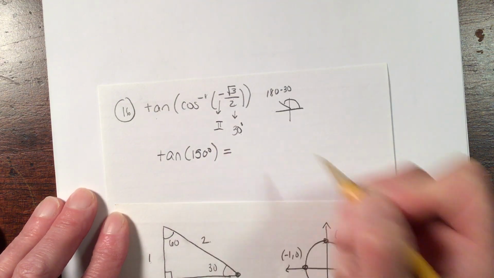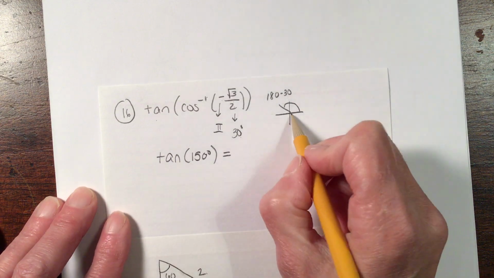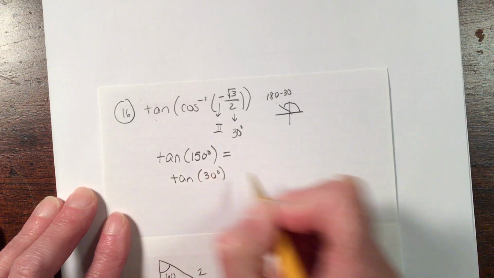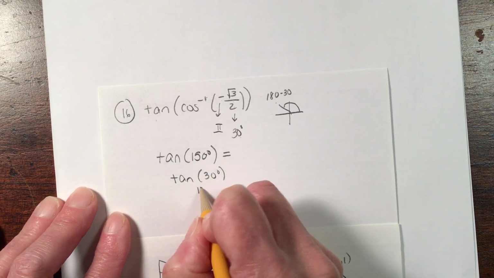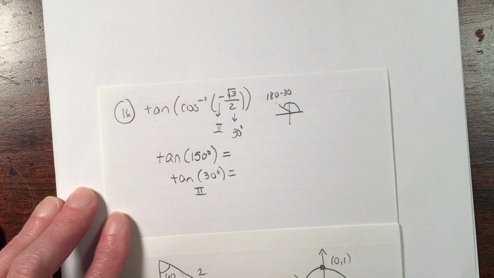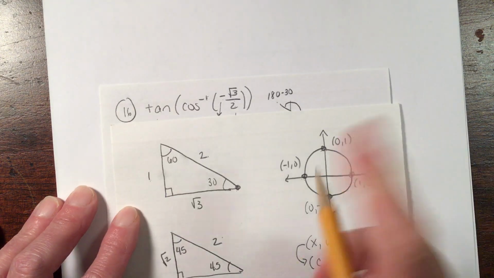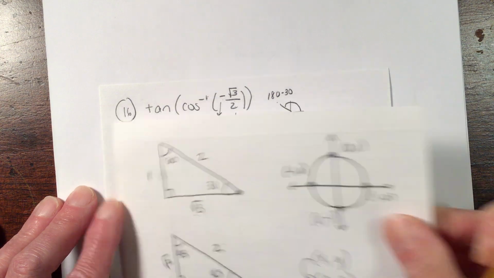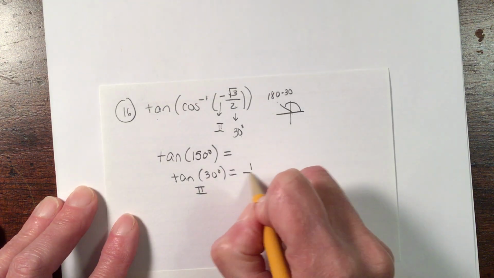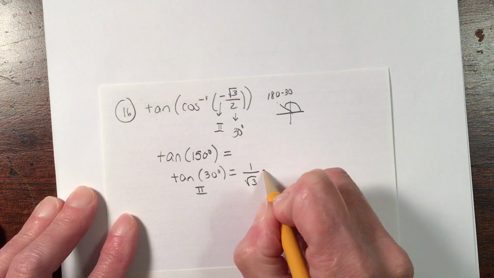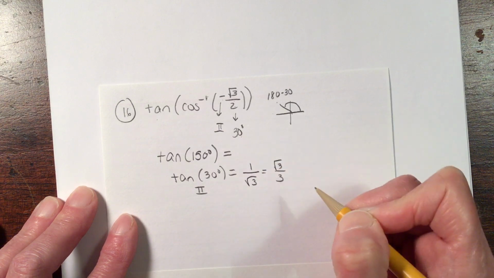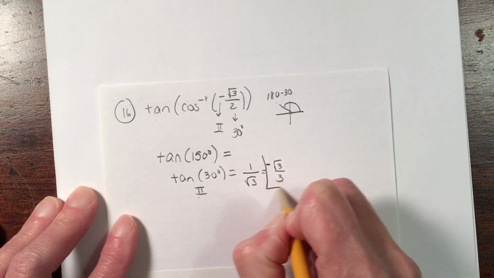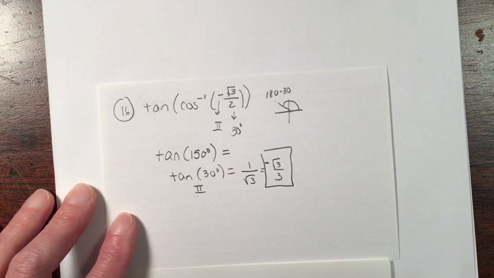What is the tangent of 150? Well, now the tangent of 150 is going to be the tangent of 30, because that's my reference angle, in quadrant 2. What's the tangent of 30? Tangent is opposite over adjacent, 1 over rad 3, which is rad 3 over 3. And because this angle's in quadrant 2, I have to negate that. And there's your final answer.